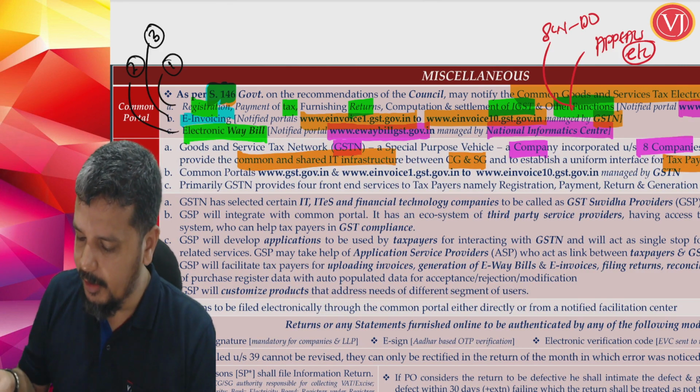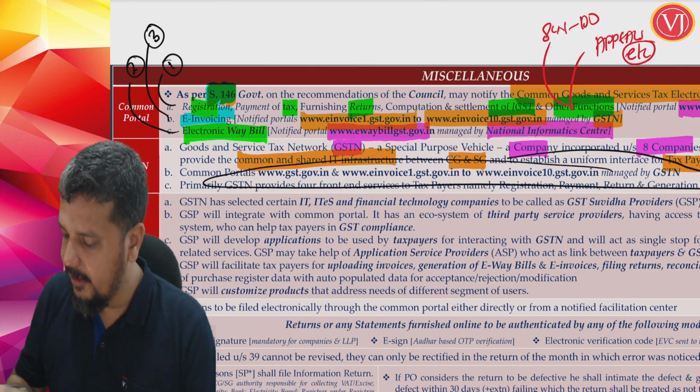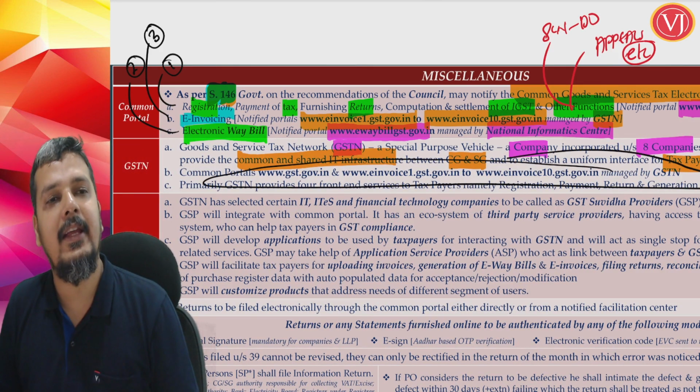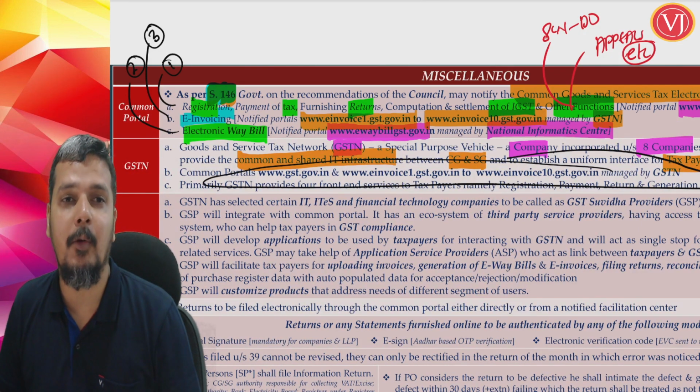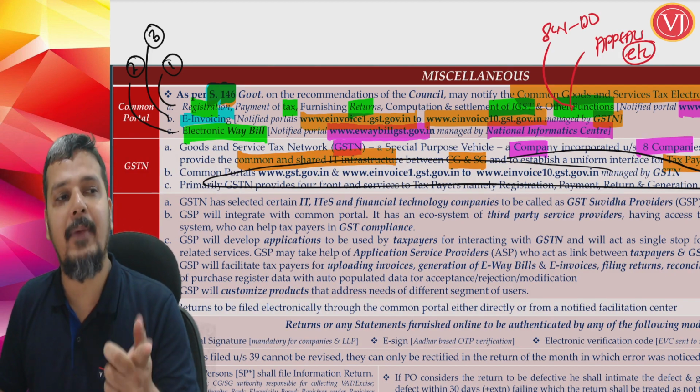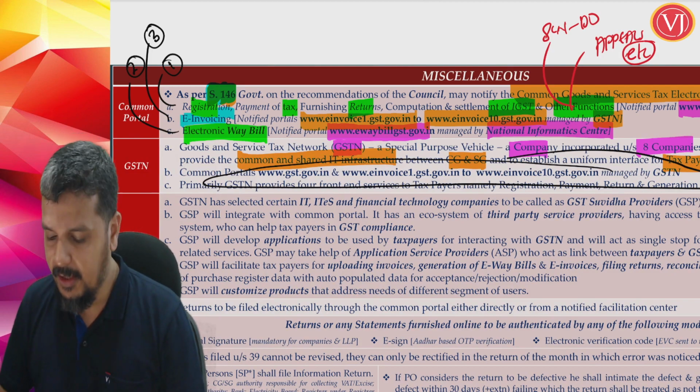Common portals: how many common portals are there? We have discussed. The main portal and the e-invoice portal are managed by GST Network. You will not find the e-way bill portal here. Why? The e-way bill portal is managed by the National Informatics Center.